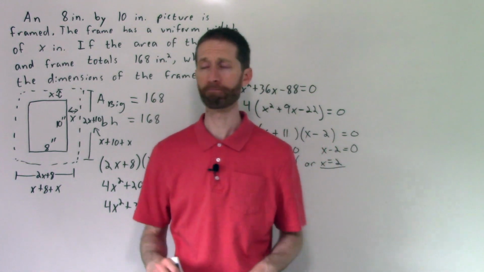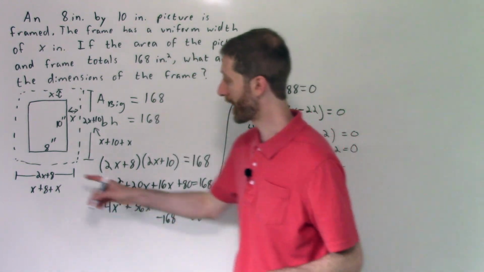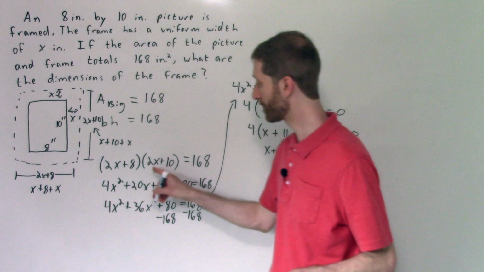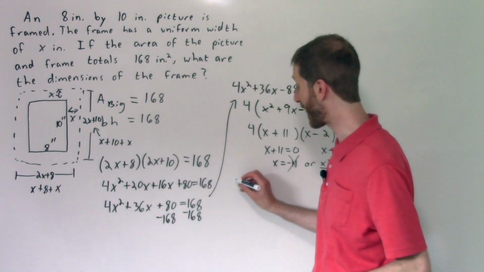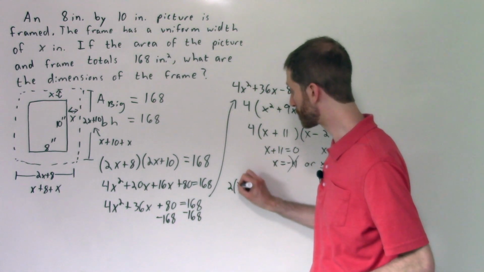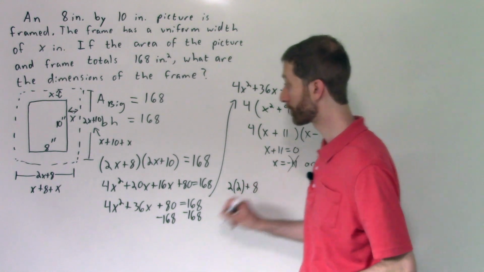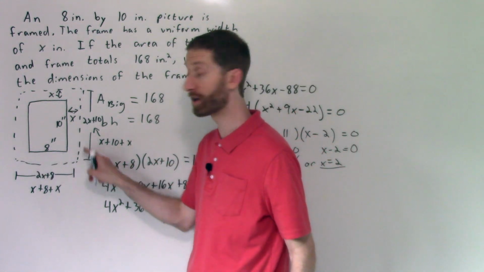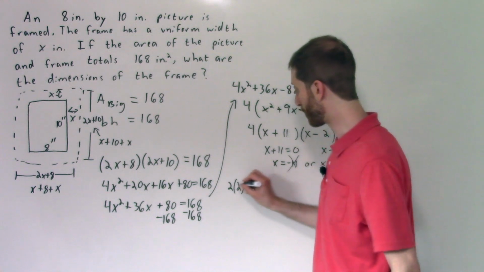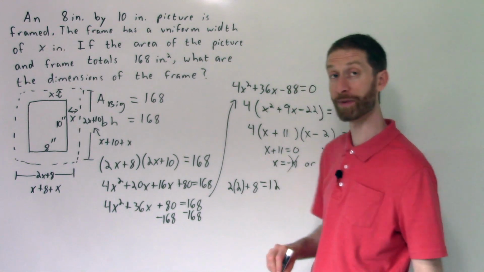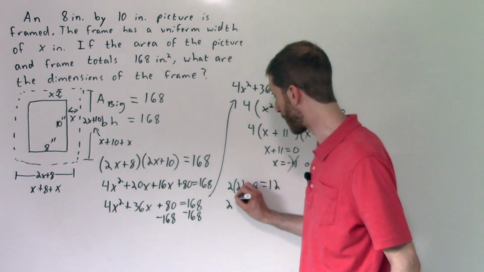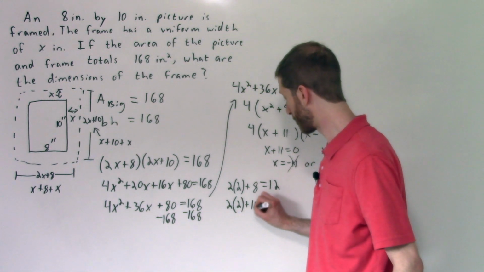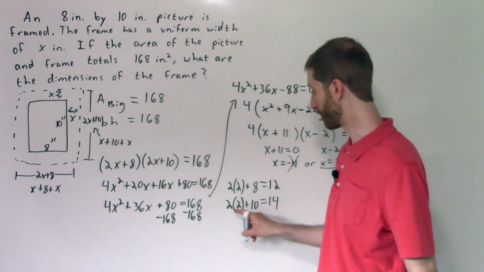So what do I do with that? Well, I want to know what the dimensions are. I have 2x plus 8 and 2x plus 10. So I plug 2 into that and I'll get my answers. So 2 times 2 plus 8, right? I basically have a 2 here and a 2 there now. That's going to be equal to 4 plus 8 is 12, so that's one dimension. And then I'm going to do 2 times 2 plus 10, which is going to be 14, 4 plus 10.